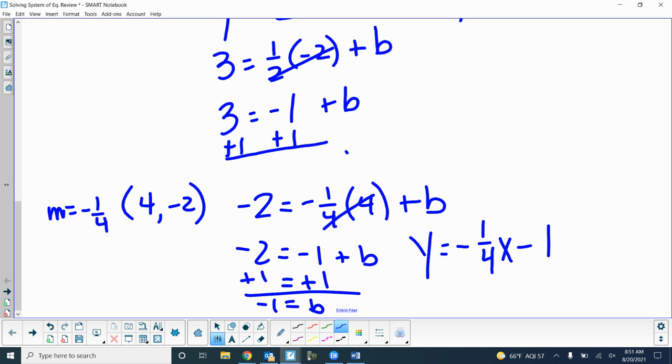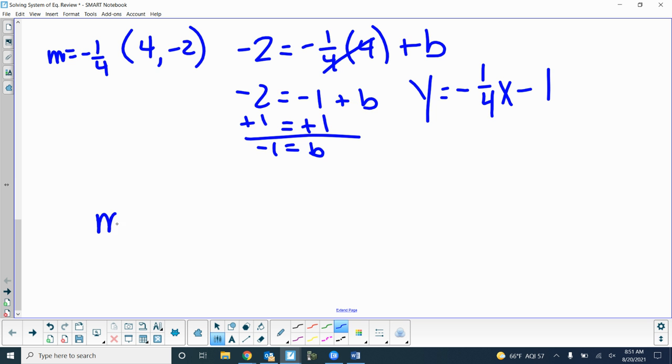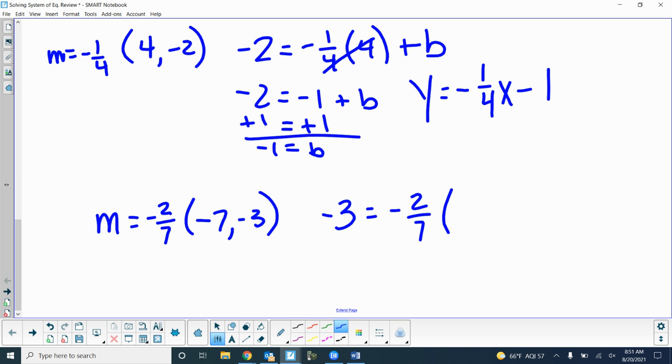All right, the last one of those, Taylor Miller. Y equals -2/7 x minus 5. -5. We agree? Yeah. All right, let's look at that one just to make sure. So this one, m was -2/7, and our point was -7, -3. So it'll be -3 for y equals m, -2/7 our slope, and then x was -7, and then plus b.